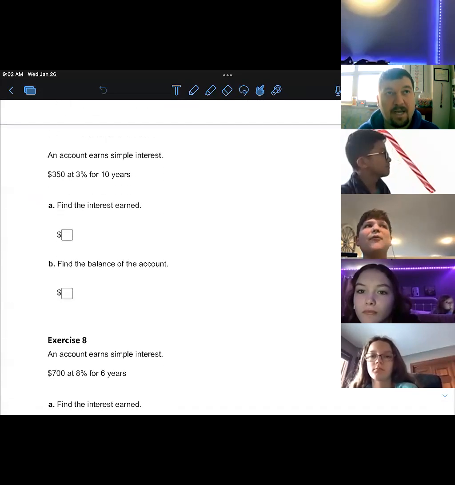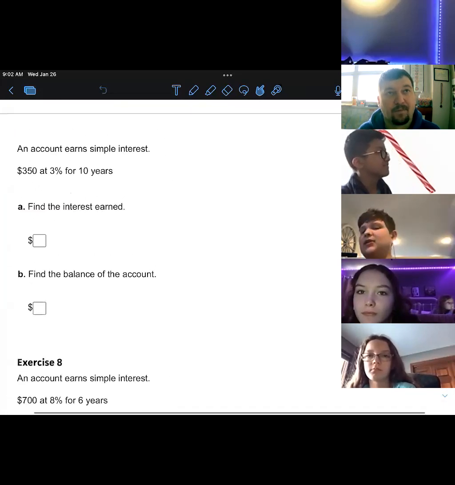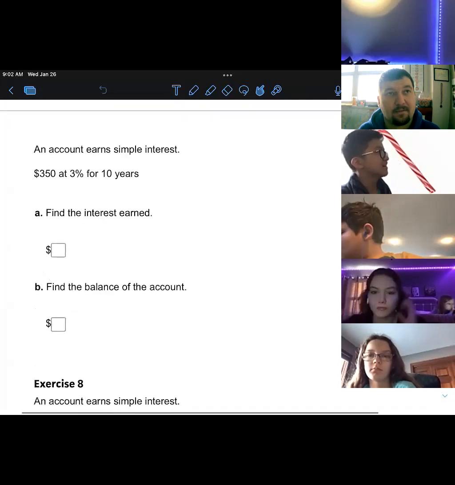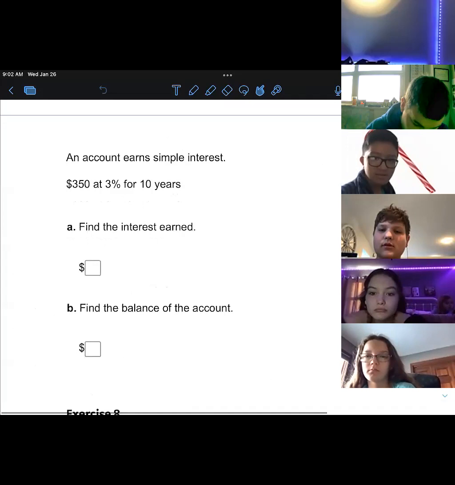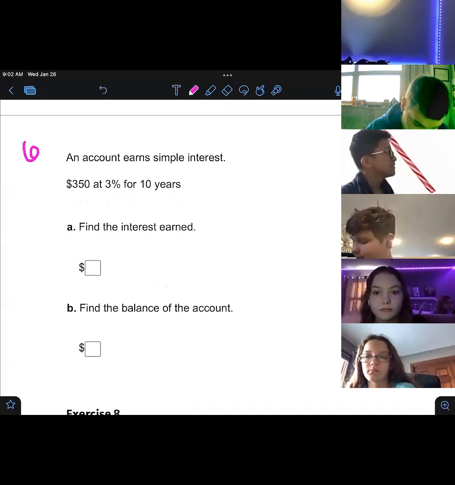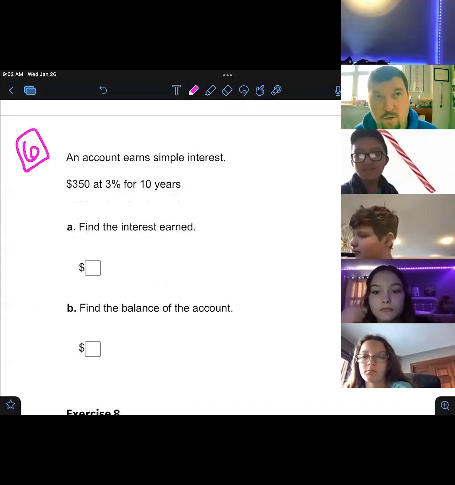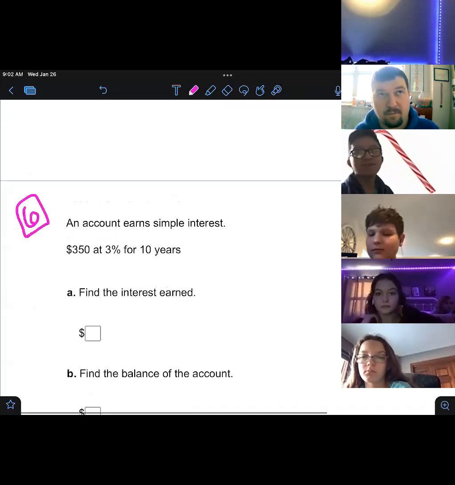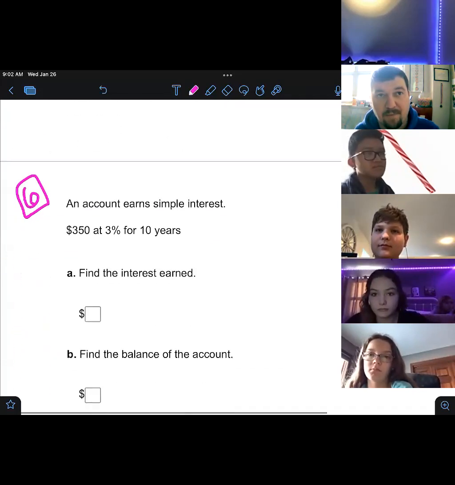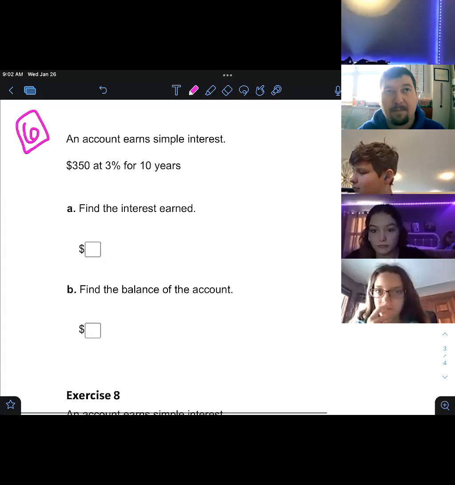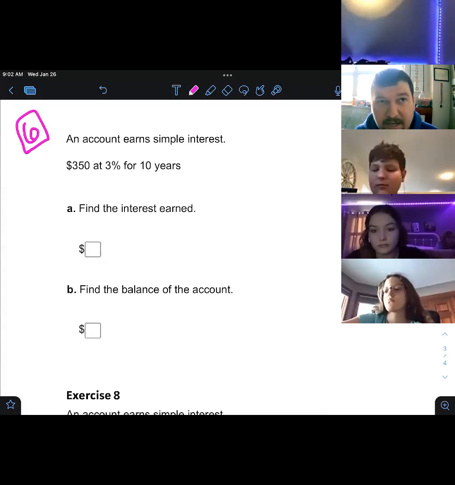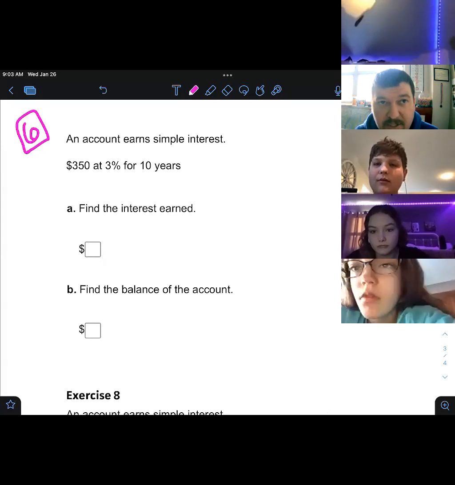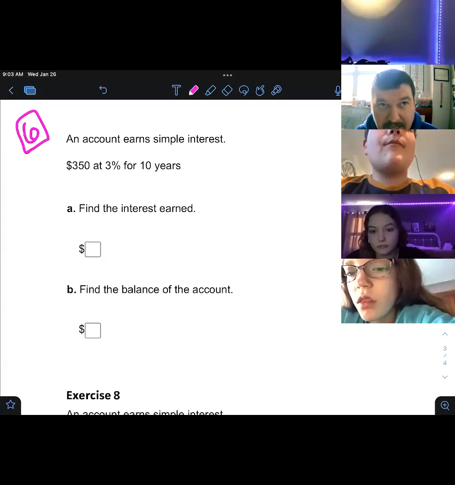Oh, it's right here. Okay, number 6 says, make sure you know which number we're doing. This is number 6 because the number is way up here. Okay, number 6 says an account earns simple interest, $350 at 3% for 10 years. Find the interest earned and then find the balance of the account. So this is like the first example we did in the notes yesterday.